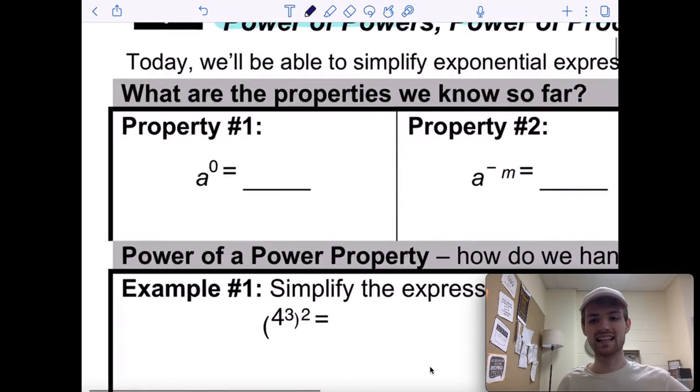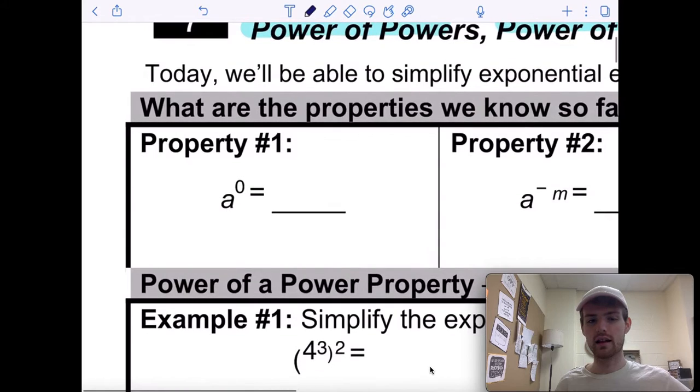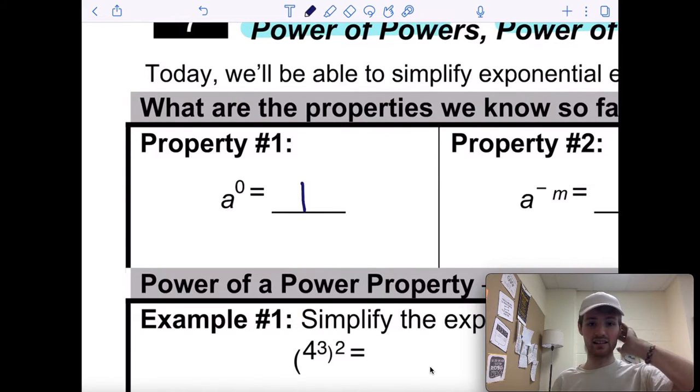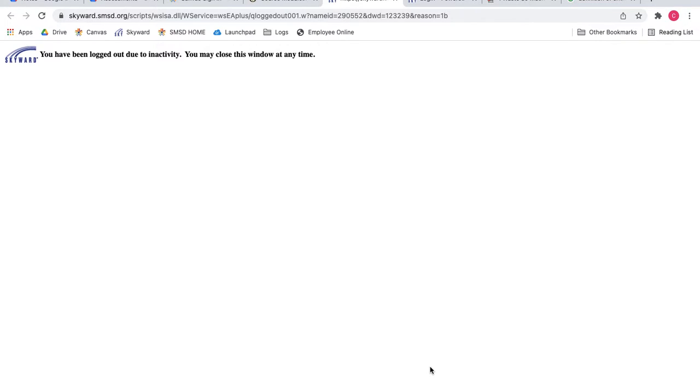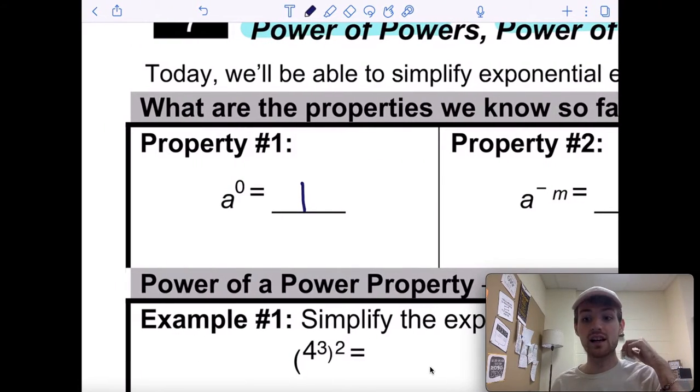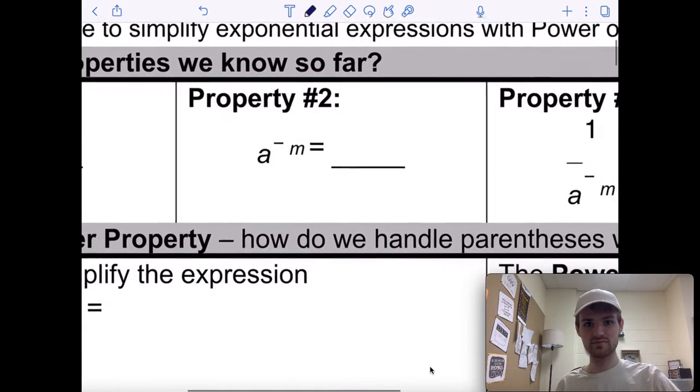Property 1, anything to the power of 0 is what? 1. Good job. Let me say these properties you will want to memorize. If you don't have these memorized, okay, thank you, Skyward. If you don't have these properties memorized right now, be working on these because they aren't going away. You will want to know them.